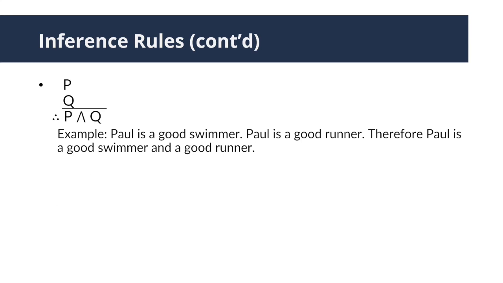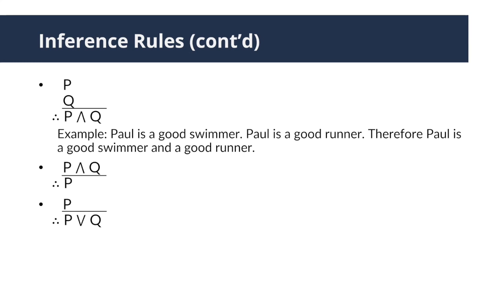The example is, Paul is a good swimmer. Paul is a good runner. Therefore, Paul is a good swimmer and a good runner. Fourth one, if P and Q is true, we can imply P must be true. Last one, if P is true, we can imply P or Q is true.